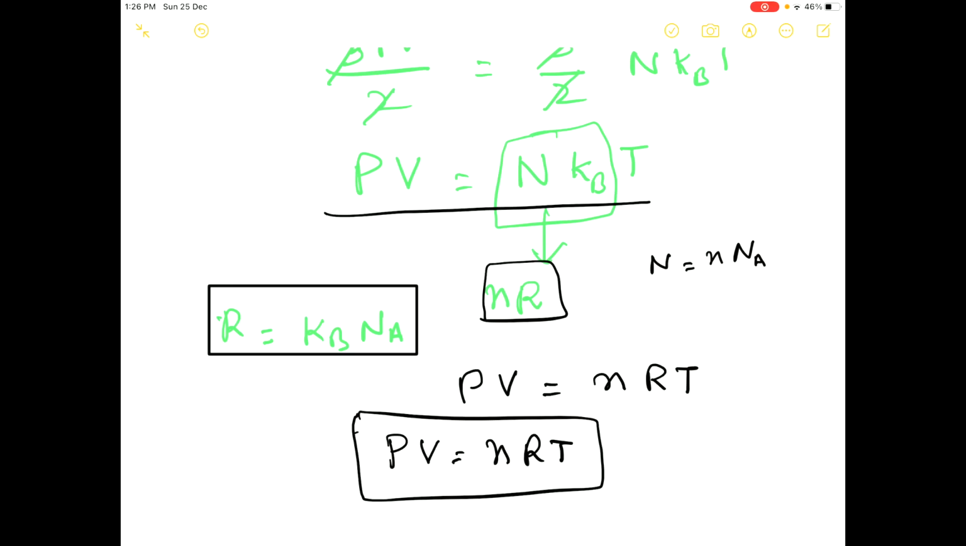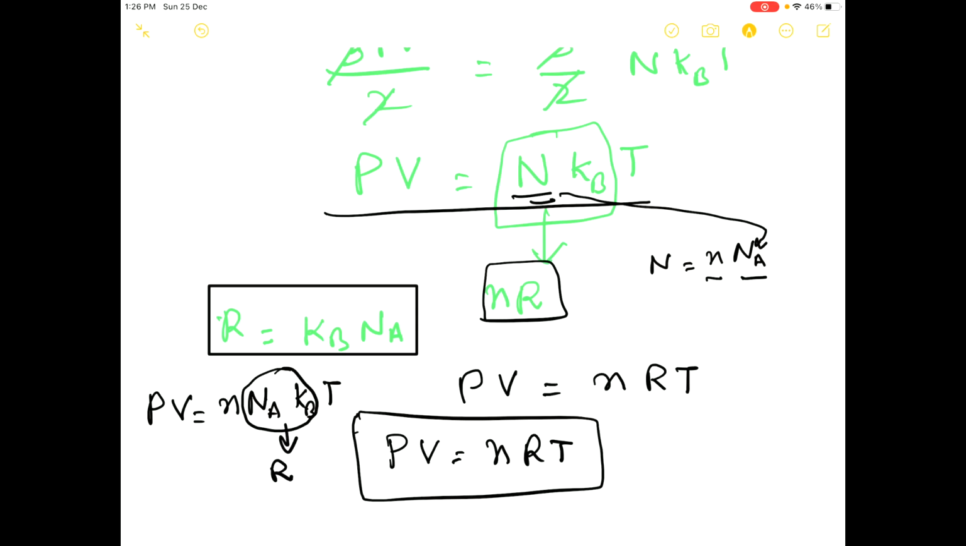Here PV is equal to, this is the total number of molecules, and the total number of molecules is equal to number of moles into Avogadro number. Now we replace it, PV is equal to n NA kbT, and here kb NA is equal to R. Hence we get the equation PV is equal to nRT, and this is the ideal gas equation. So we have derived this ideal gas equation on the basis of kinetic theory.